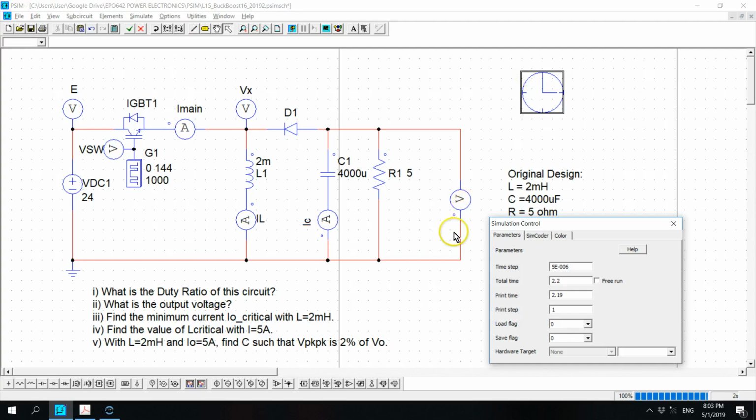Okay, so therefore in this simulation you can use 2 seconds, 2.2, and then print time 2.19, so that you can save the number of points. Remember, this is a demo version. You cannot save all data.